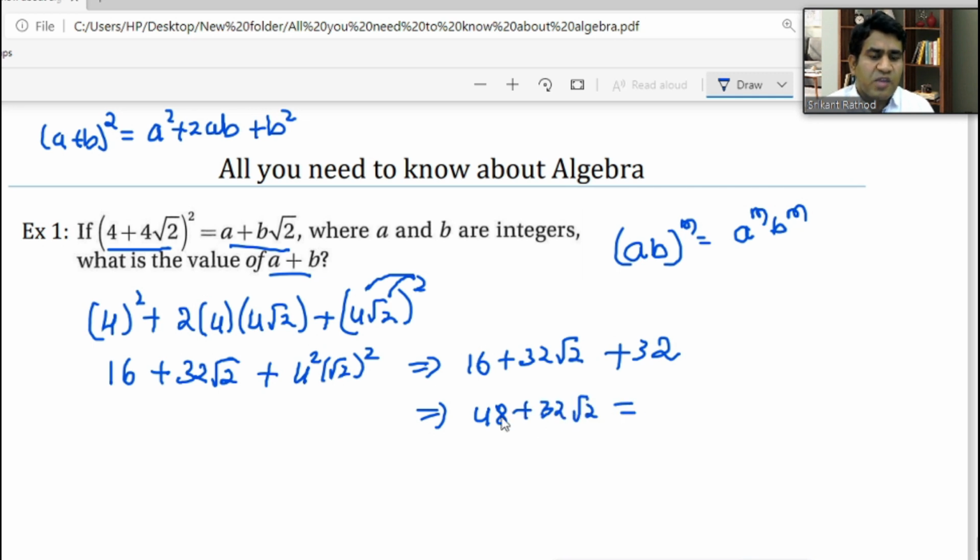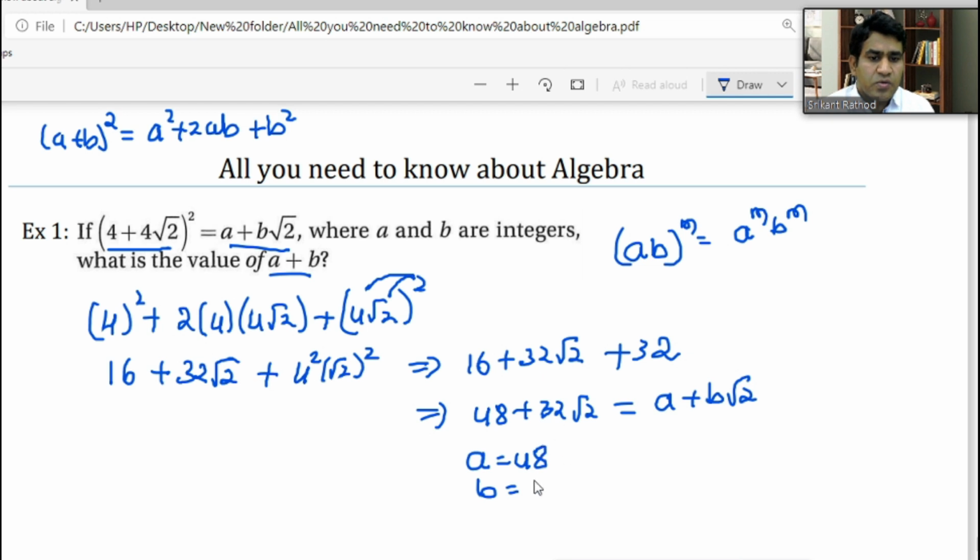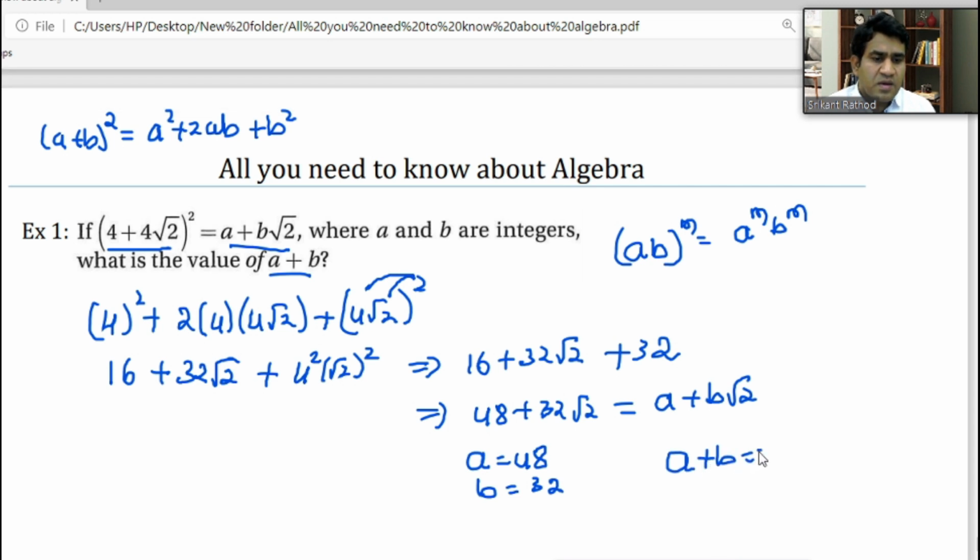So if you equate this 48 plus 32 root 2, we have translated this expression into the general form which I have represented as a plus b root 2. From this you can say the value of a here is 48 and the value of b here is 32. You are just comparing. Now the question is, what is the value of a plus b? a plus b is 48 plus 32, which is equivalent to 80. So 80 is the value of a plus b in this expression.